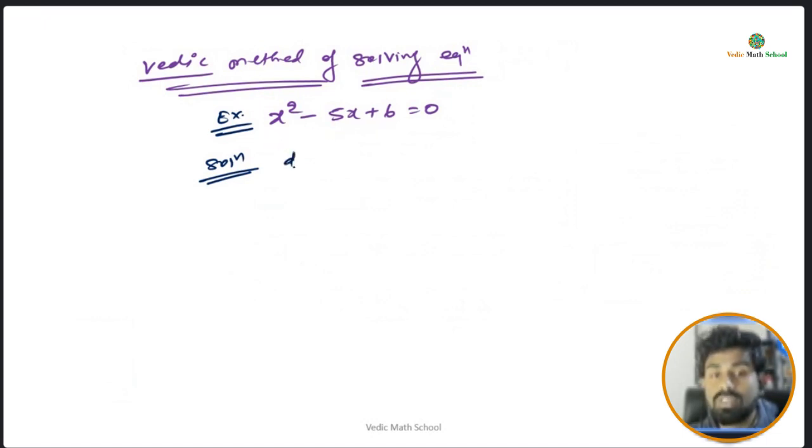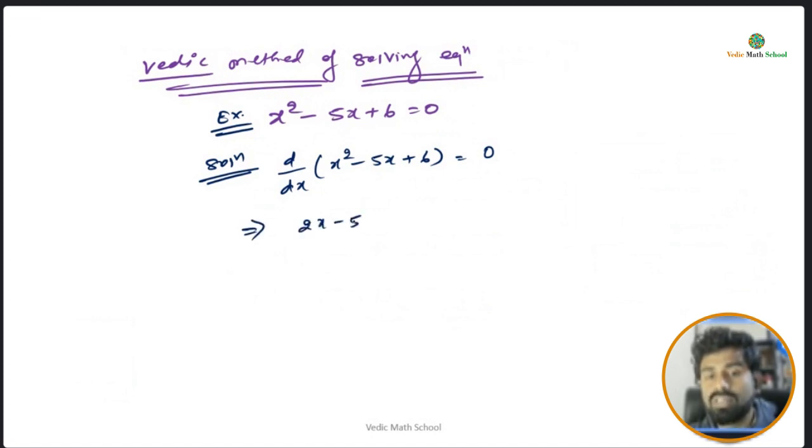So we are going to write down d upon dx into x square minus 5x plus 6. And whatever we do here, we are going to do with this one as well. But this is not a case, because if 0 is the number, you will always get 0 itself. So I'm writing only 0. Now after finding the differentiation, you will get 2x minus 5 equal to 0. So this is the number.